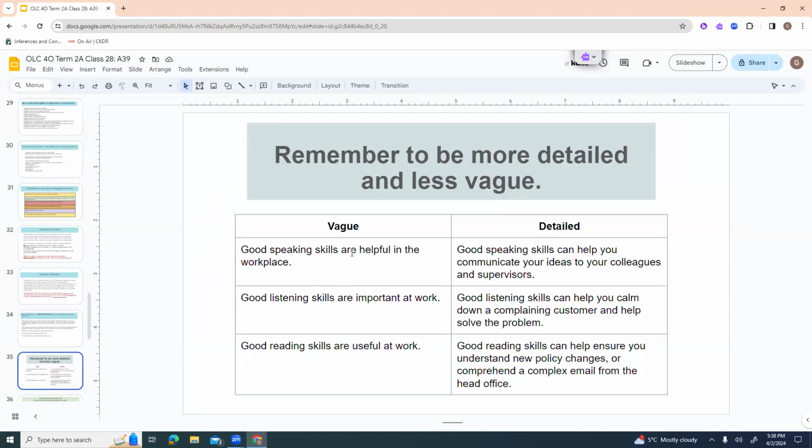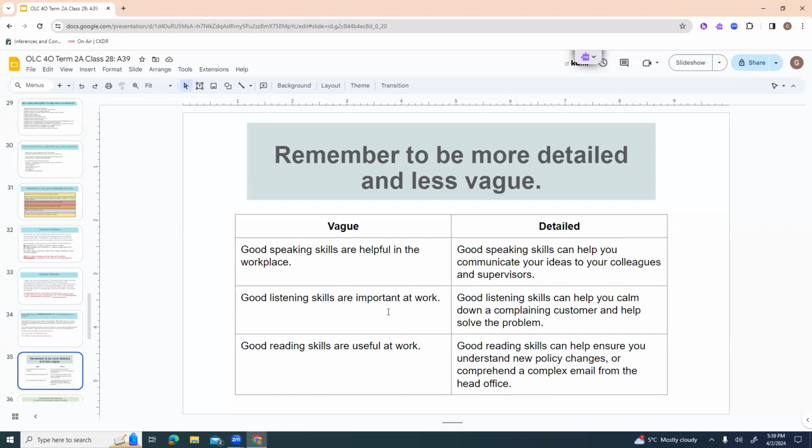I wanted to kind of point out too, some sentences are so vague, they're not really giving me a lot of useful information. So here are some examples of vague statements, and then here are some examples of more detailed statements that are just much stronger and tell me a lot more. So if I said good speaking skills are helpful in the workplace, well, yeah, sure, but how? So good speaking skills can help you communicate your ideas to your colleagues and supervisors. Okay, that's good. Good listening skills are important at work.